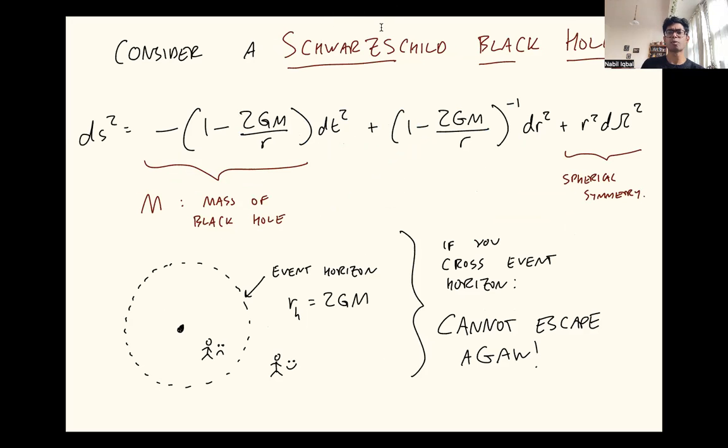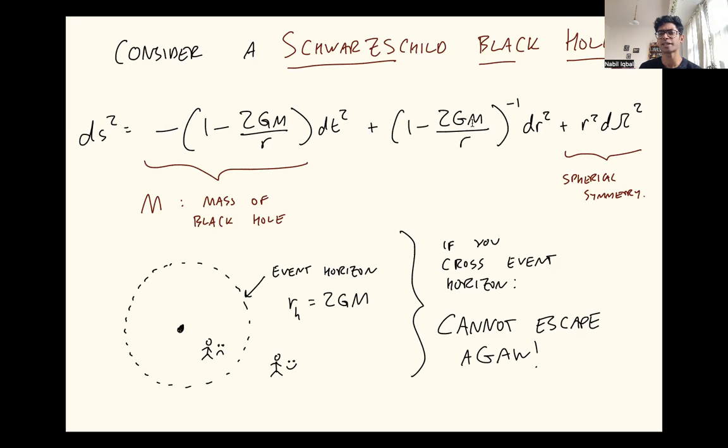So let's consider one of the simplest objects that exists in general relativity. It's a black hole called a Schwarzschild black hole. Now, some of you who are watching this might have some exposure to general relativity, in which case you know this formula. This formula describes the curvature of space and time near a Schwarzschild black hole. But if you haven't seen general relativity, that's okay. You don't really need it.